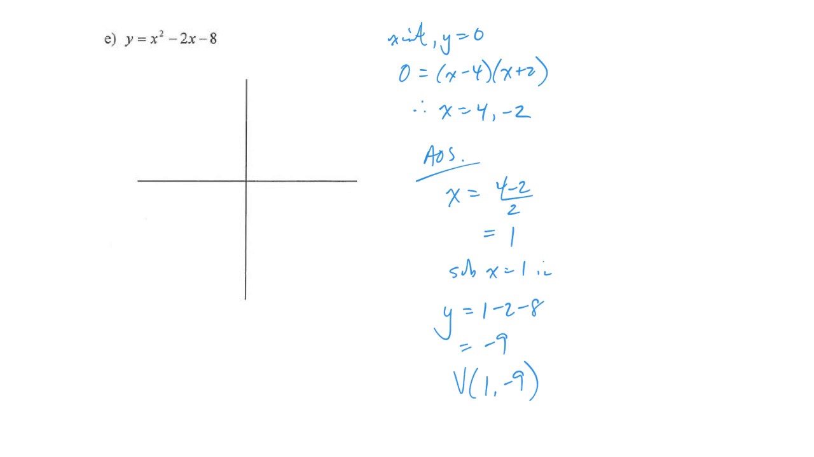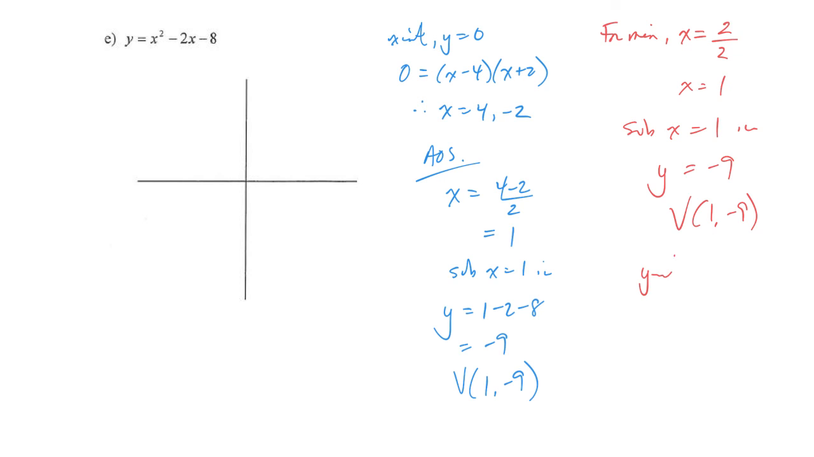Or maybe what we did is we said, for our minimum value, we know x has to equal negative b over 2a. So that's going to be 2 over 2, x equals 1. We can now sub x equals 1. You don't need me to do that, but I'm going to. y equals negative 9, and we get our vertex. Then we use our y-intercept of negative 8 up in the original problem. And we could now reflect that across. Reflect it 1 unit on the other side puts me at 2, negative 8.